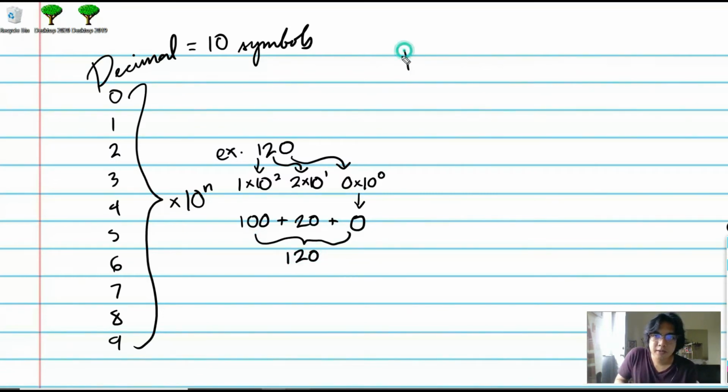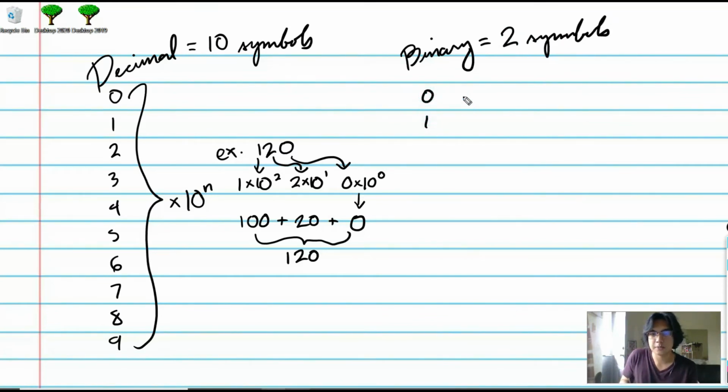So the binary numbering system is different in that it only uses two symbols. You only use zeros and ones. Those are the only two symbols that you can use, and you have to multiply each of the symbols by powers of 2. So 2 raised to the n. Multiply each of the symbols by powers of 2 to generate numbers.